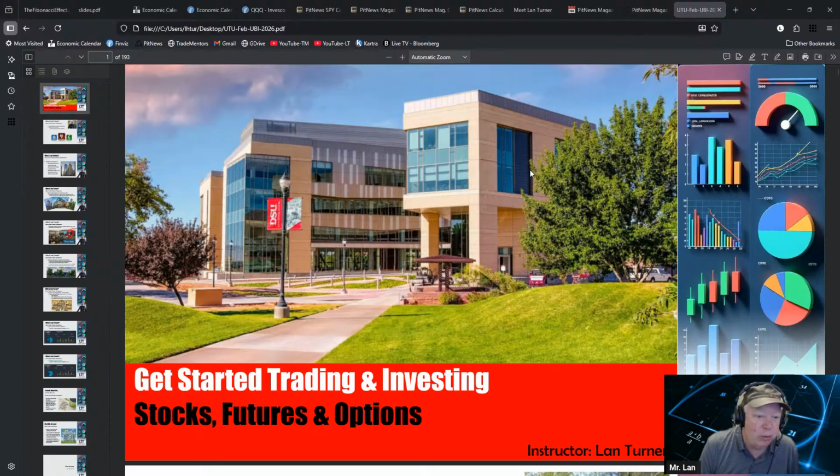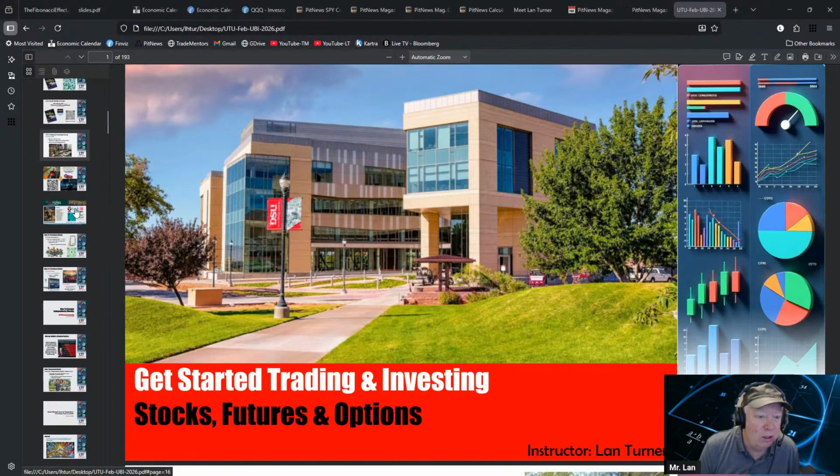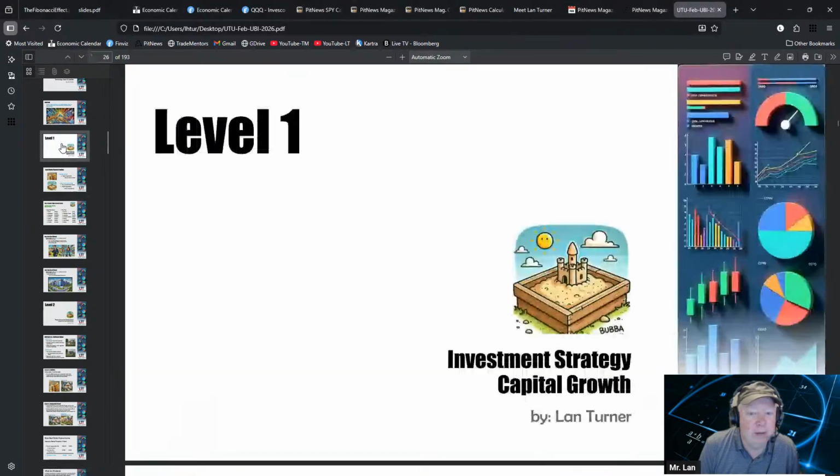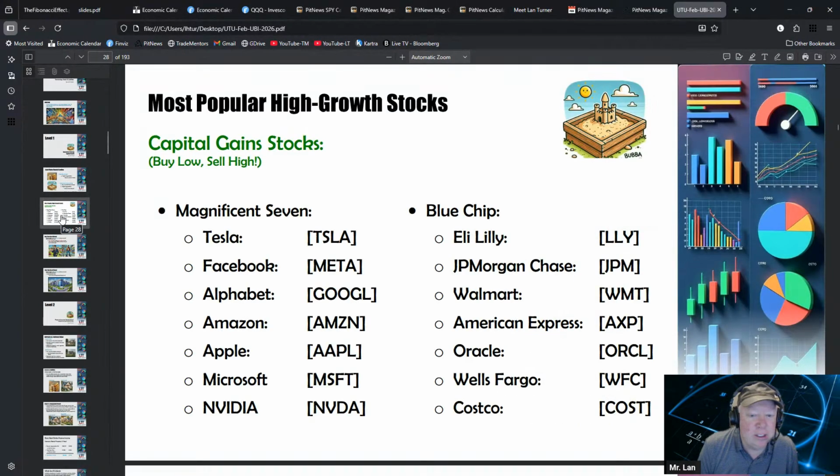All right. In this lab, we're just going to go through and play with the software and look at some of the stocks that we talked about last night. So as we slide down through our slides, I'm going to go all the way down to the section where we started with level 1, investing strategies, capital growth. And we have a list of stocks here that we talked about. We call it the Magnificent Seven: Tesla, Facebook, Alphabet, Amazon, Apple, Microsoft, and NVIDIA. And then we have the blue chips: Eli Lilly, JP Morgan, Walmart, American Express, Oracle, Wells Fargo, and Costco.